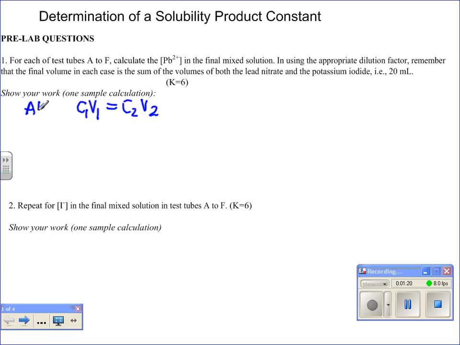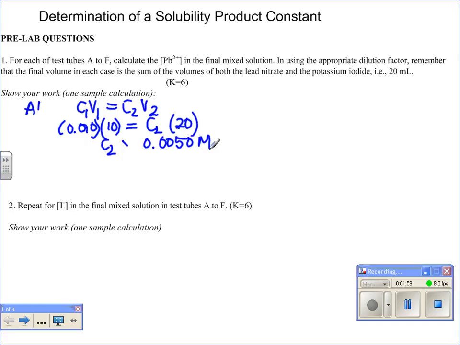So for solution A, the initial concentration of the lead is 0.010. And you can find that in the list of materials for the lab, or in the procedure, step 1. In solution A, you took 10 milliliters of that original stock solution and you diluted it when you combined it with the iodine solution to 20 milliliters. So the concentration of this solution is 0.0050 mole per liter.